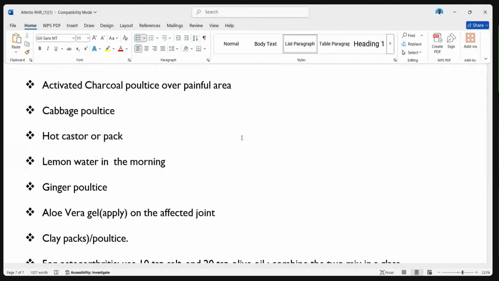It will increase the temperature around the joint. This will improve the blood flow to the joint, and this is what will bring about faster healing. Once you improve the blood flow to the joints, you are able to bring faster healing.